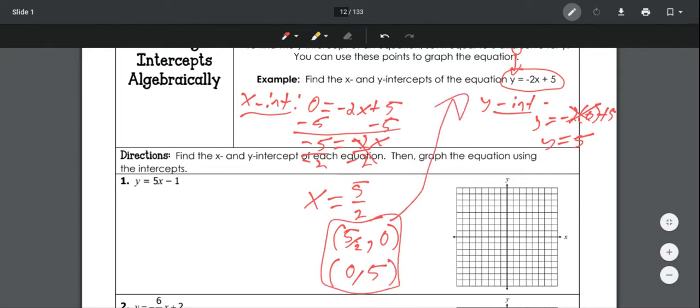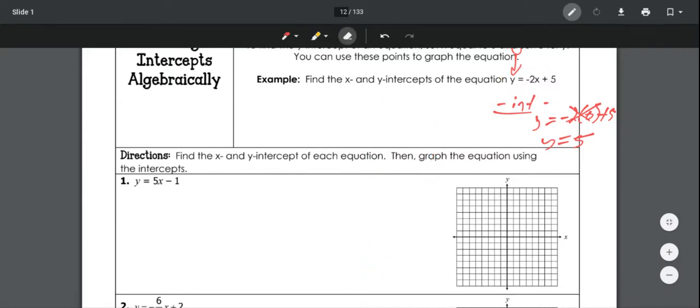So that would be for this example here. Pause the video and write that down, since I just don't have enough room. But that's the process of doing these. I'm going to do a couple, and then you're going to graph that.